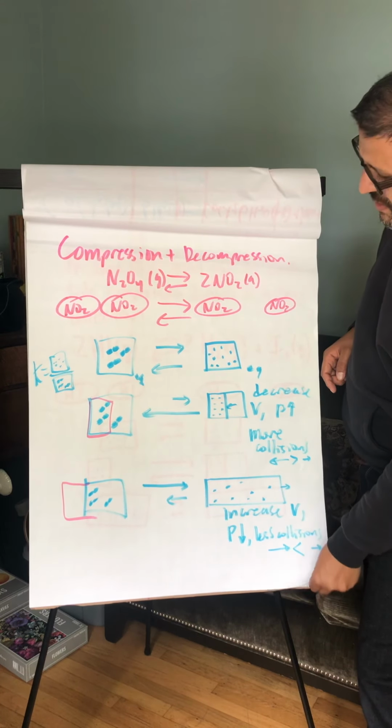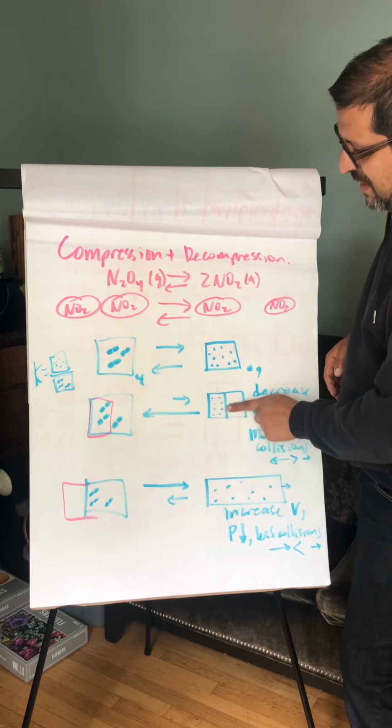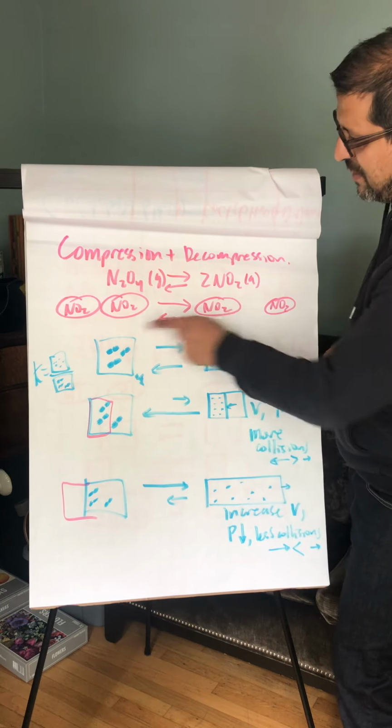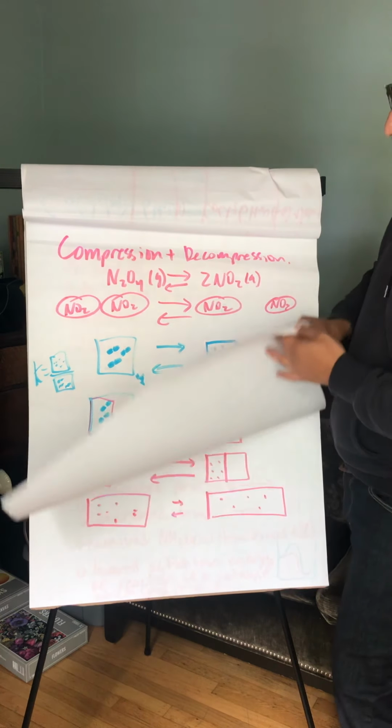Pretty cool, huh? So usually when you add pressure, it moves in the direction of the least number of moles. It goes from 2 to 1. That's kind of a min-max. But really just think about it.